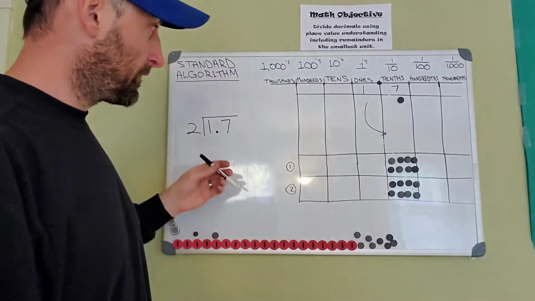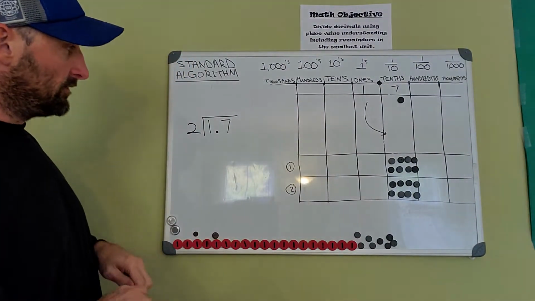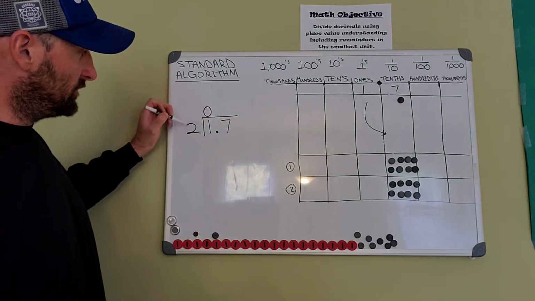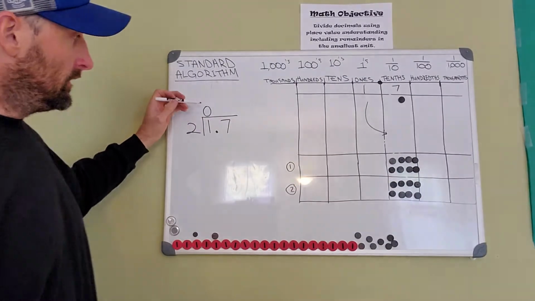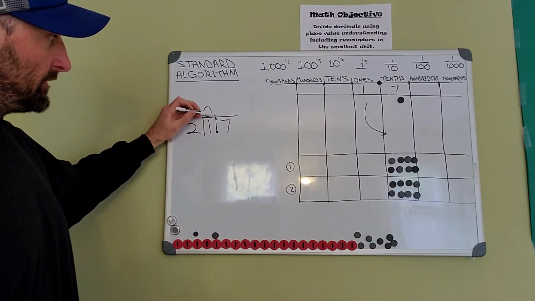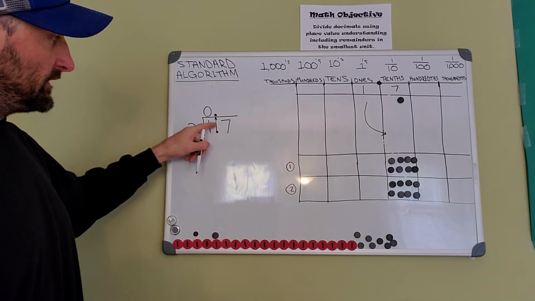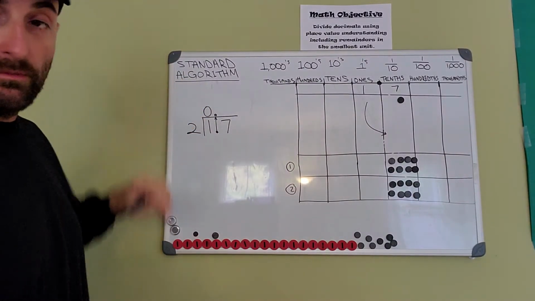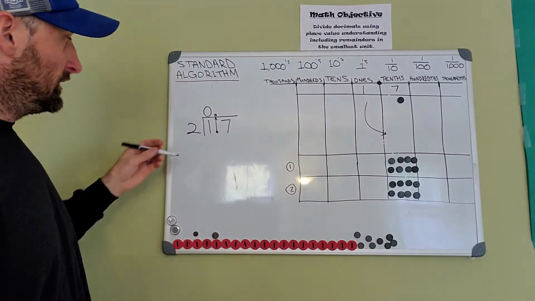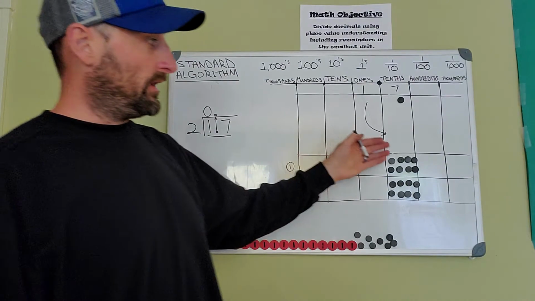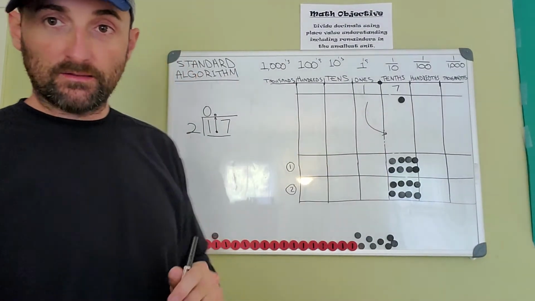Initially, I asked how many groups of 2 I could get out of 1, and I can't get any groups of 2 if I only have 1. So I put a 0 there. Now, I'm going to put a decimal point up in my quotient. We always put the decimal point directly above, but the reason is this is my ones place, and the decimal point goes to the right of the ones. Now I'm looking at 17 tenths, which is what we had over here, 17 tenths.